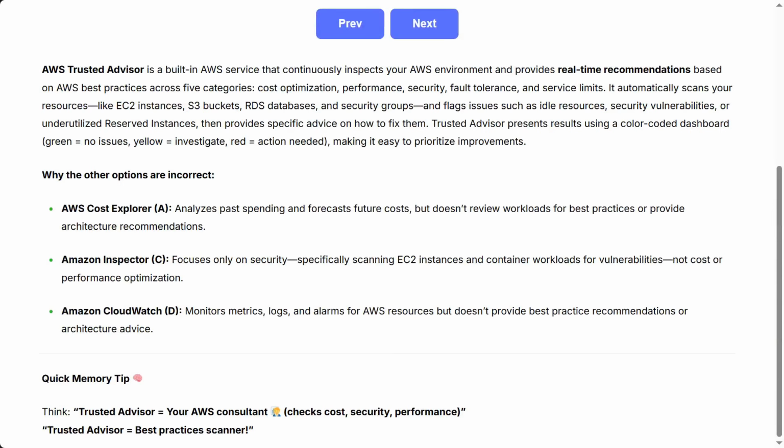recommendations based on AWS best practices across 5 categories: cost optimization, performance, security, fault tolerance, and service limits. It automatically scans your resources like EC2 instances, S3 buckets, RDS databases, and security groups, and flags issues such as idle resources, security vulnerabilities, or underutilized reserved instances, then provides specific advice on how to fix them. Trusted Advisor presents results using a color-coded dashboard. Green equals no issues, yellow equals investigate, red equals action needed, making it easy to prioritize improvements.